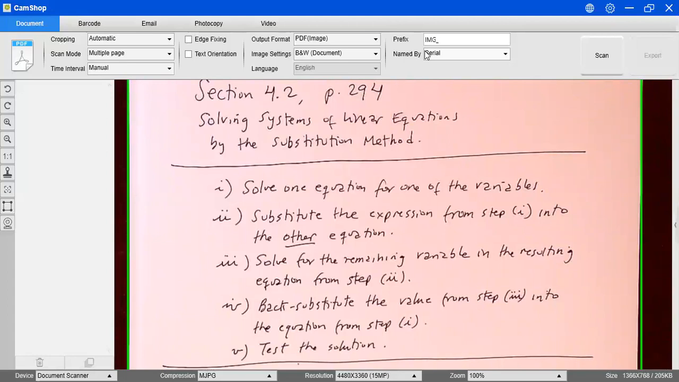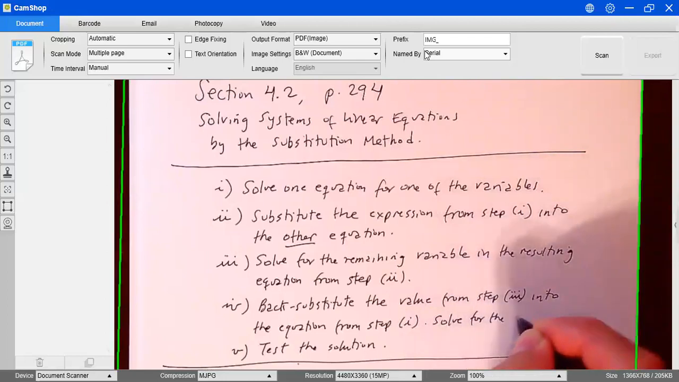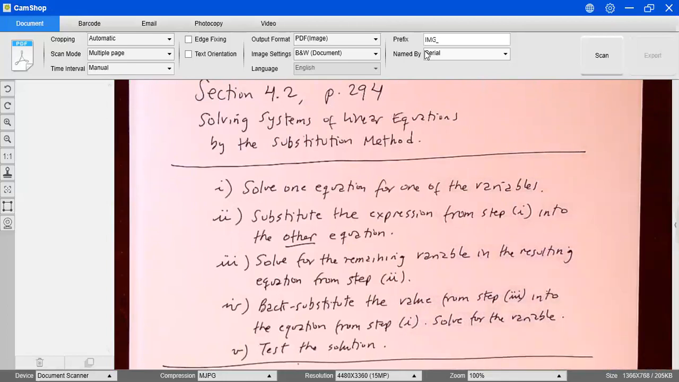So you're gonna back substitute that value into the equation that you obtained in the very first step. When you do that, you're gonna solve for the variable, and in that way find the numerical value for the second variable. Then you're gonna test the solution. So you're gonna have a value for X and another value for Y. So you need to verify that both values satisfy both equations.